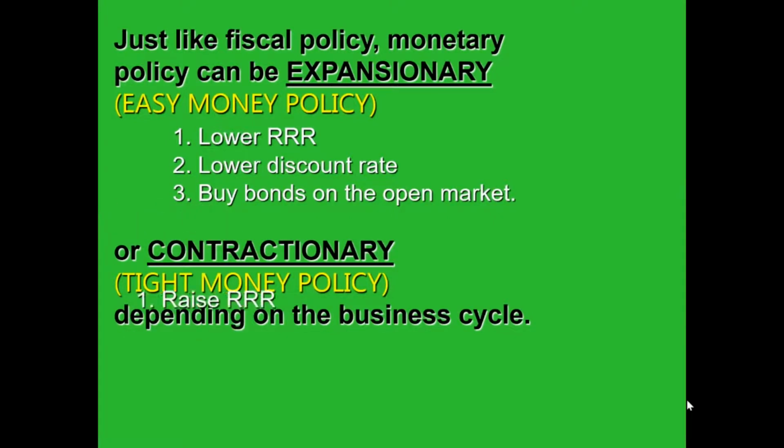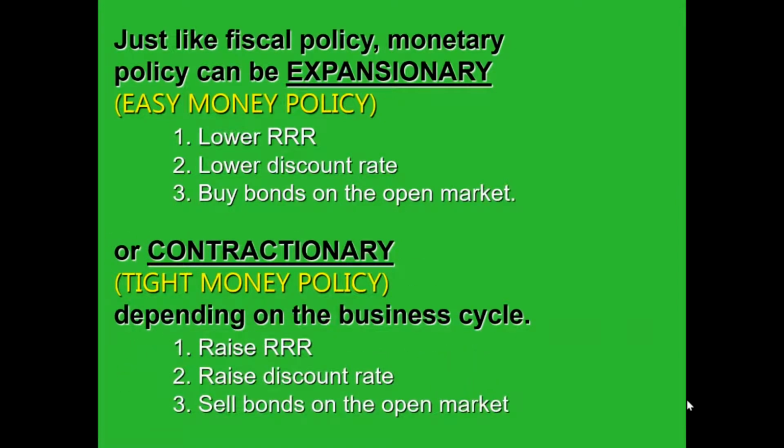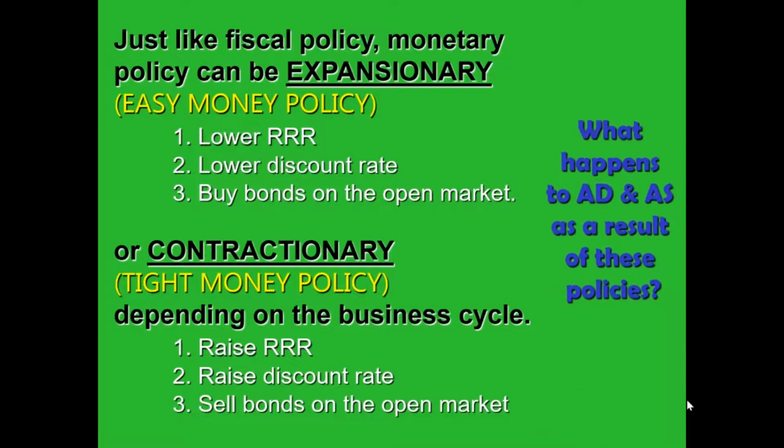For the opposite, you can see raising the reserve ratio, raising the discount rate, or selling bonds on the open market would make sense. So use this slide as kind of like a cheat sheet and you'll never go wrong. Okay. You guys remember our aggregate demand and aggregate supply models. I'm going to show you those briefly because you'll see them on this test, and you'll try to fix a problem by applying monetary or fiscal policy.